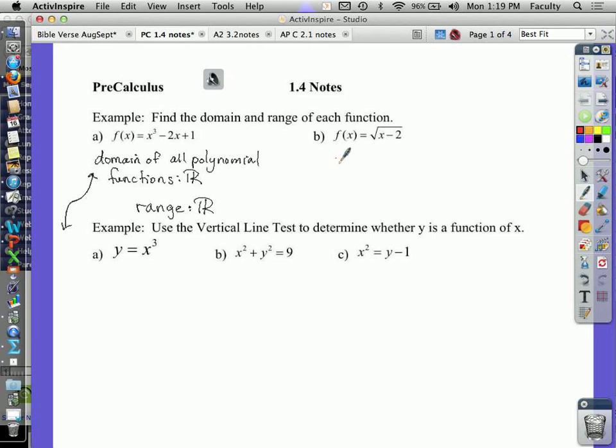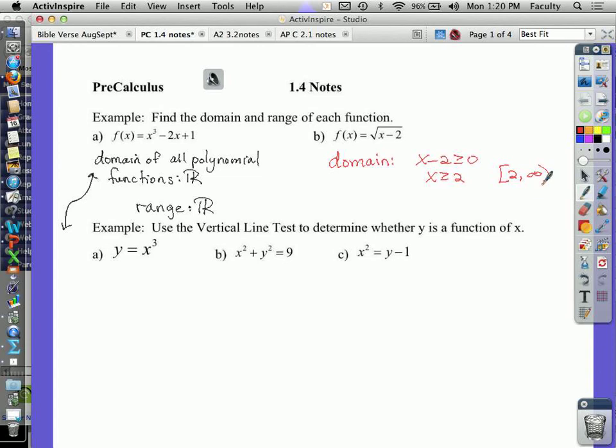So to do the domain here, since it's underneath a square root, we're going to set x minus 2 greater than or equal to 0. So x is greater than or equal to 2. And then we can convert that into our interval notation.